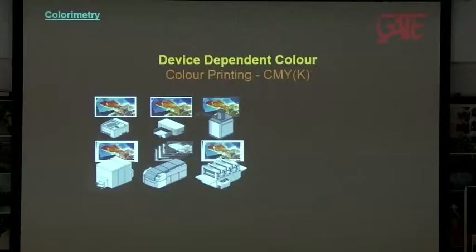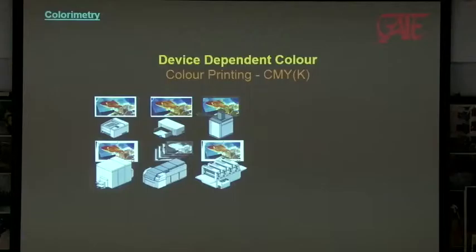Then printing systems. So here you have desktop printer, you have photo printer, you have printing machine, you have digital printing machine. So each device will produce the colors within the limitation of the inks it is using, the paper it is using, the capability of the system. So each system will produce colors differently. So all this we call device dependent color.